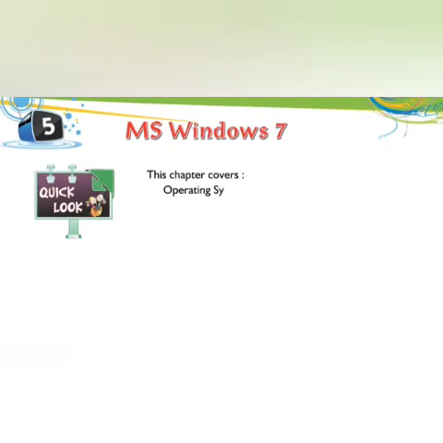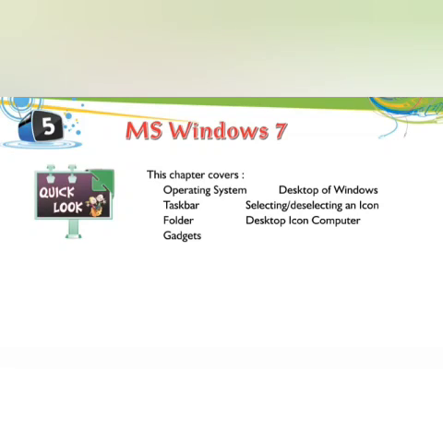Chapter 5 MS Windows 7. Quick look. This chapter covers Operating System, Desktop of Windows, Taskbar, Selecting or deselecting an icon, Folder, Desktop icon computer, Gadgets, Shortcut buttons in a window.